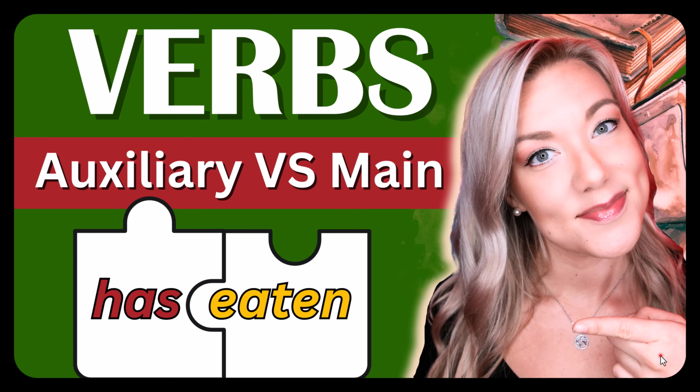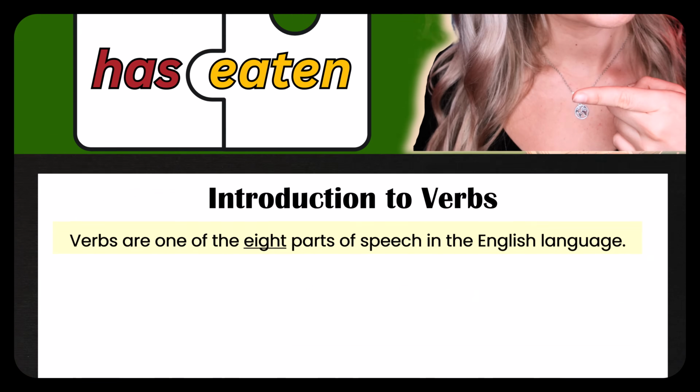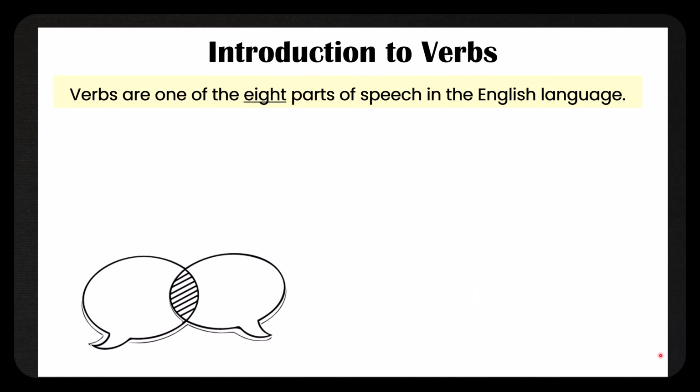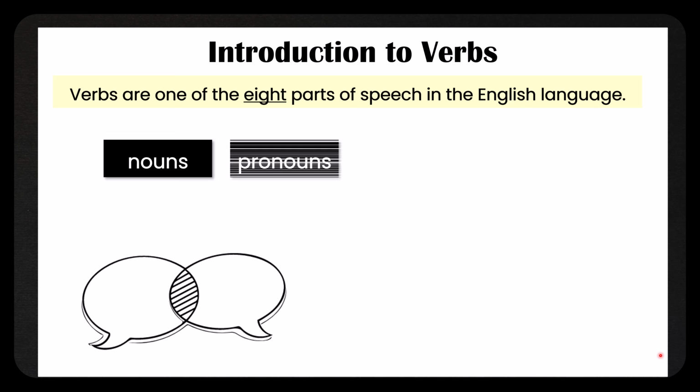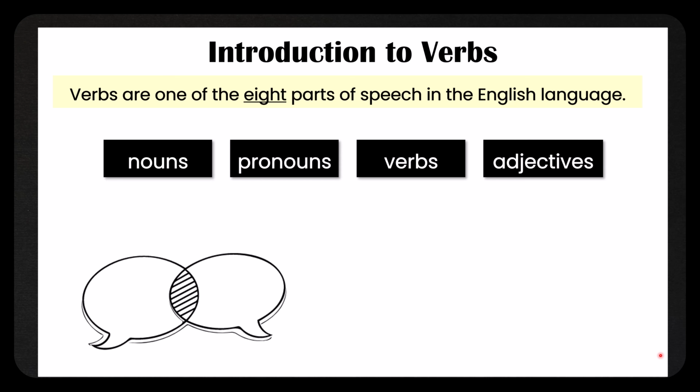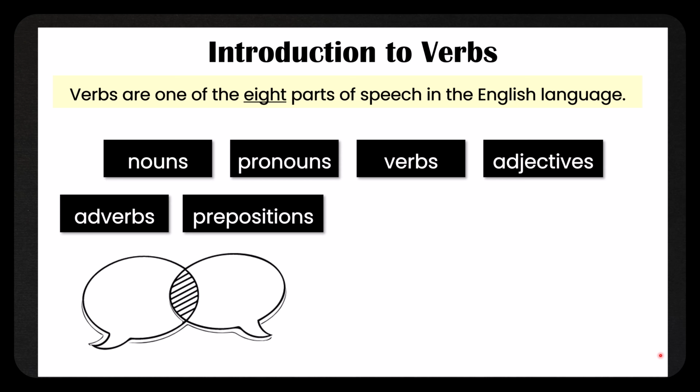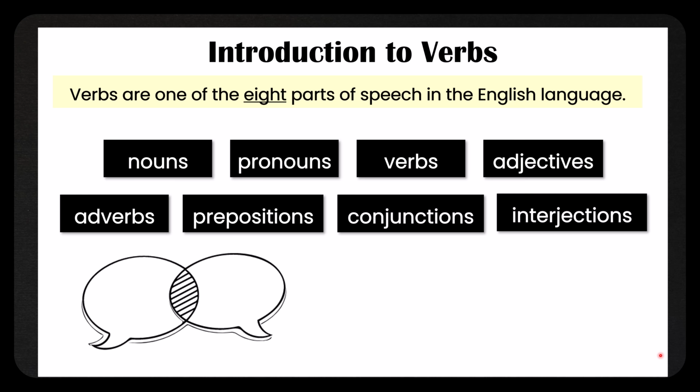My name is Jennifer, and today I'm going to talk to you about verbs. You're going to learn the difference between main verbs and auxiliary verbs. So first of all, verbs are one of the 8 parts of speech in the English language. There are nouns, pronouns, verbs, adjectives, adverbs, prepositions, conjunctions, and interjections.